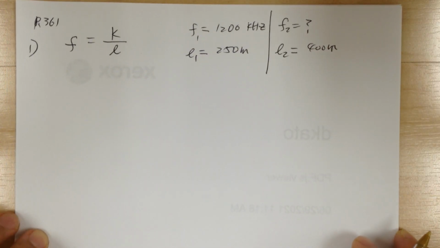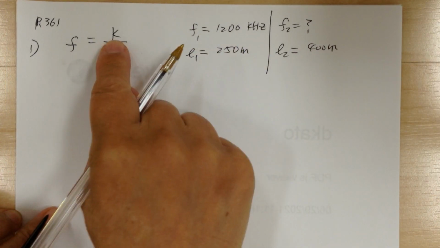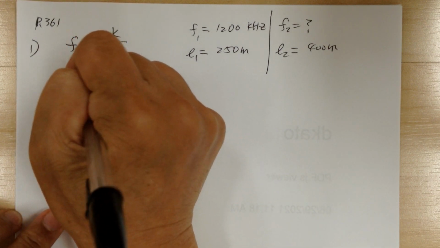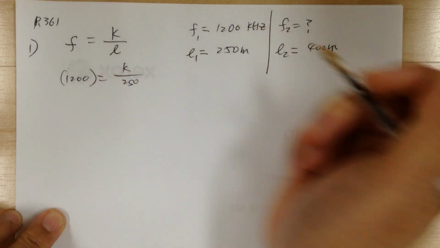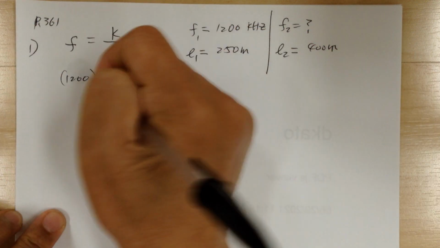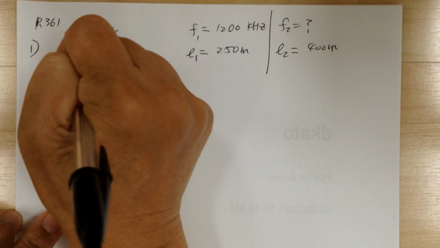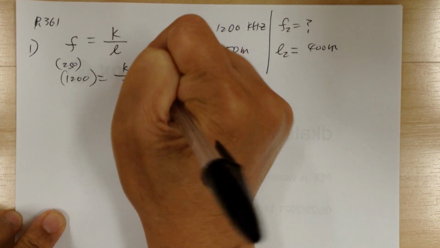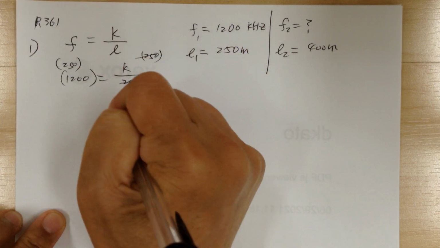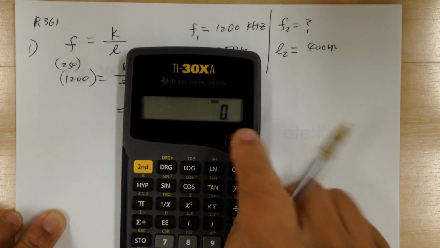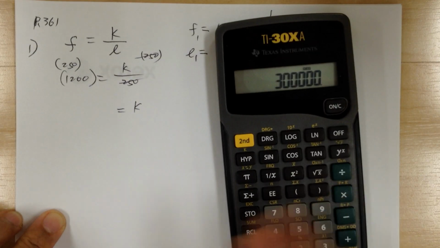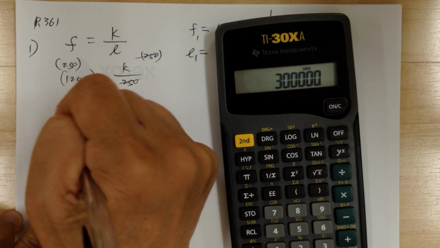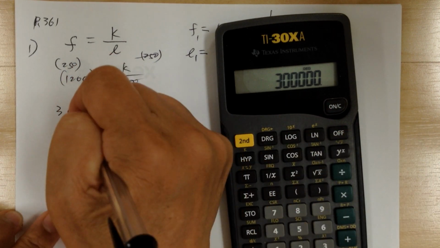Okay, so it's step the same, so you substitute to get the K, so you got 1200 equal to K over 250, and then multiply by the common denominator. So this will cancel out, so K equal to 250 times 1200. Okay, so the number is kind of big, so 5 zeros.